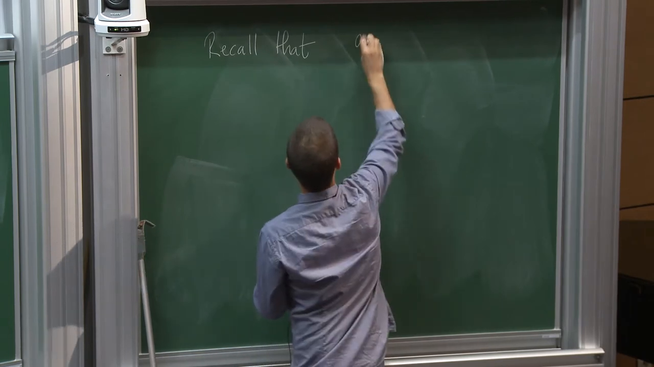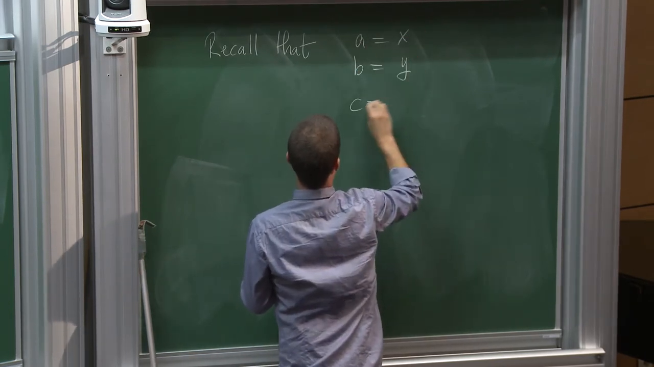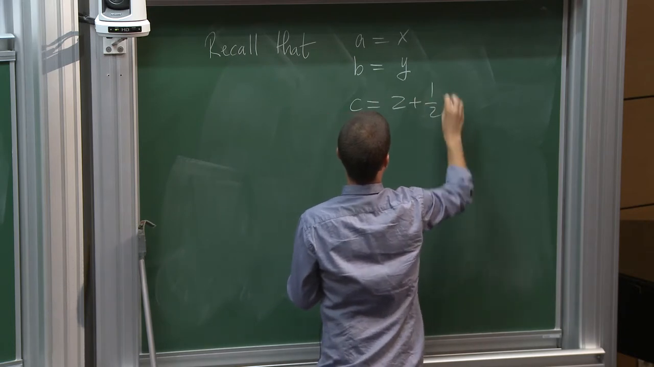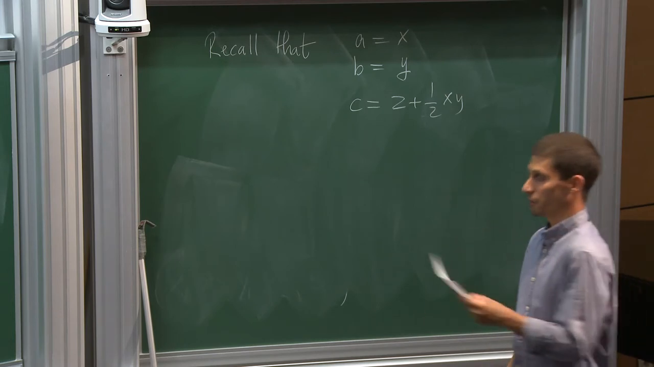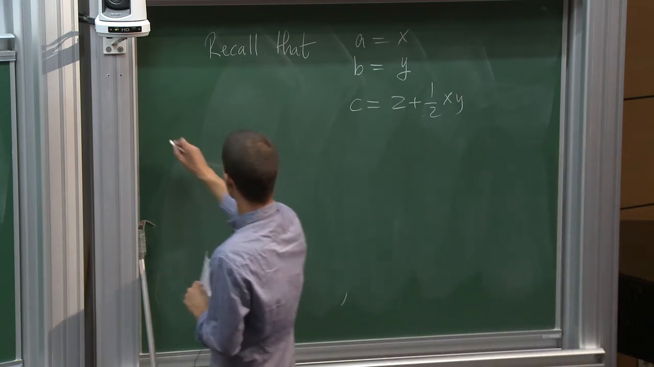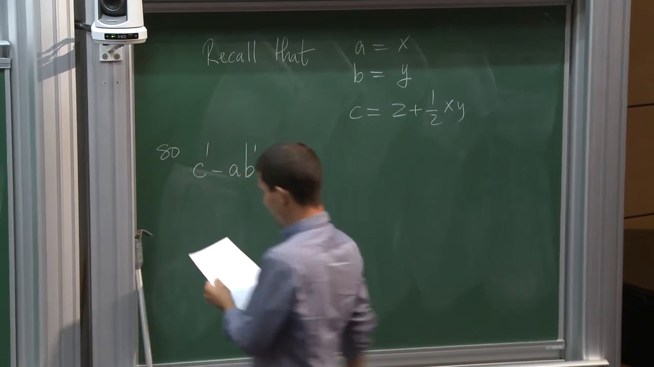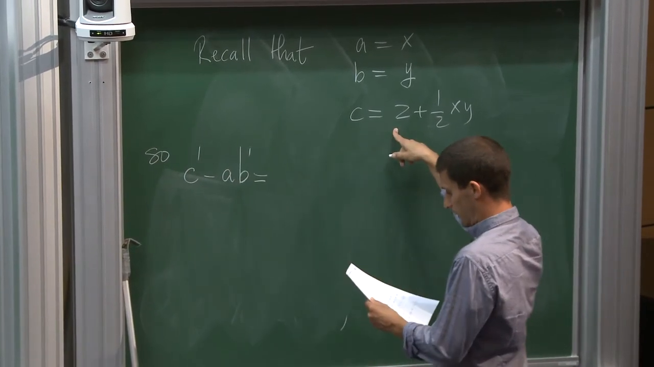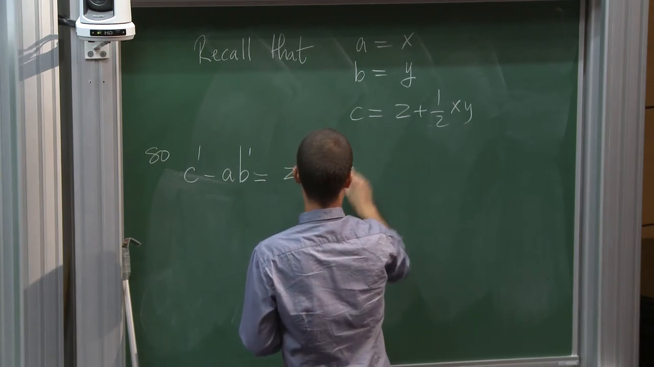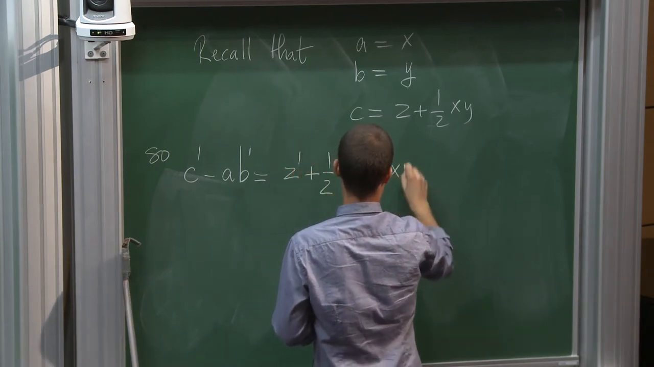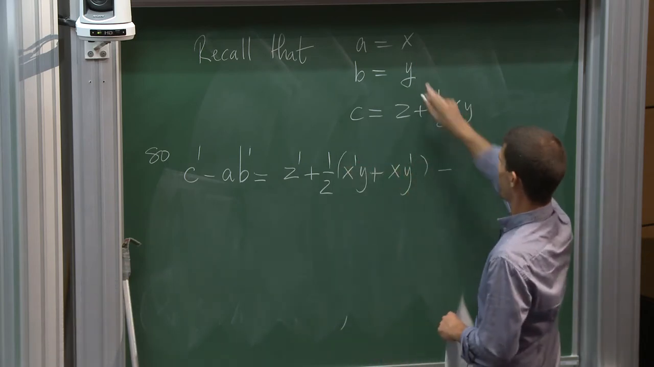So A actually is X, B is Y, and this is this, okay? From the exponential coordinates. So C prime minus AB prime, what is this? It is Z prime plus 1 half X prime Y plus XY prime minus AB prime.